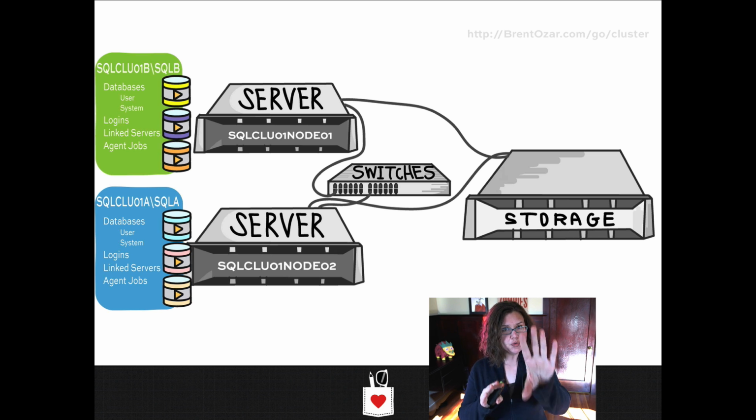So here we have a 2-node cluster, node meaning physical servers. CLU01 node 01 and CLU01 node 02 are still our servers. We have the same number of servers here. We still have the switching, network environment. They're both still using the same storage, shared storage. So both of these guys can access this storage, but I have two SQL Server instances here.